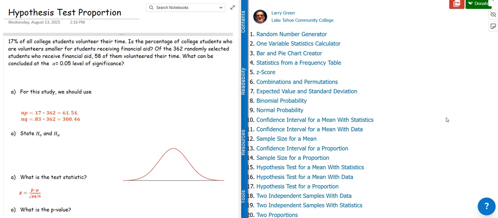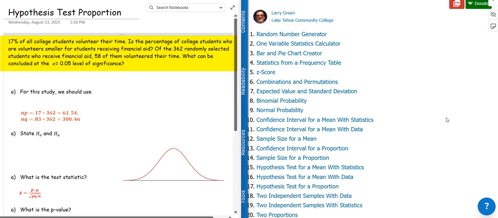I'm going to show you how to use the LibreText calculator to conduct a hypothesis test about a proportion. In this case, we're told that 17% of all college students volunteer their time. So that's the proportion of students in the population, that's P equals 0.17.